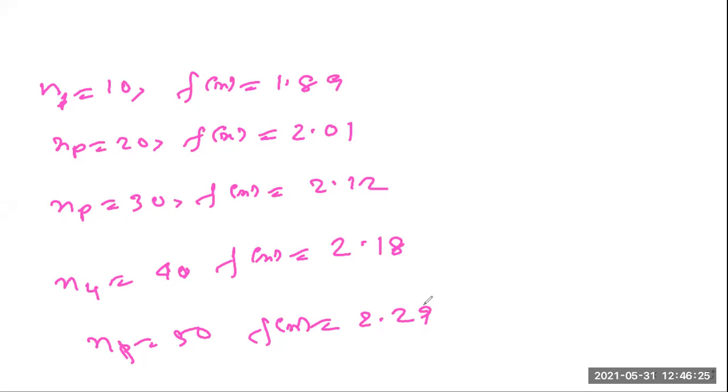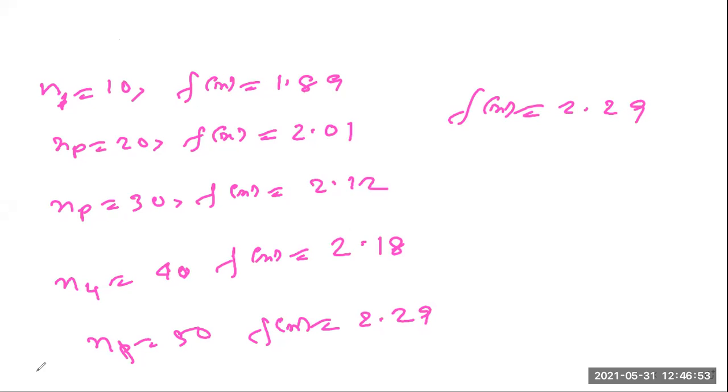You have assumed NP equal to 10, then you are getting fx this, then 20 this, 30 this, 40 this, 50 this, and the optimum value of fx equal to 2.29. So what should be the value of NP then? Which value we should choose out of these 10, 20, 30, 40, 50? 50, correct. So we should choose 50.